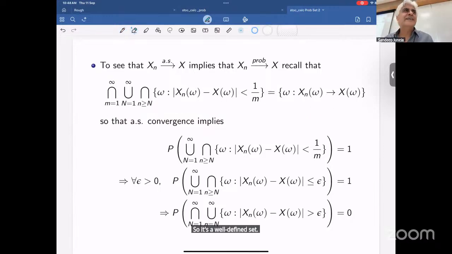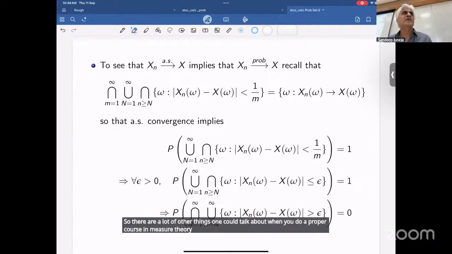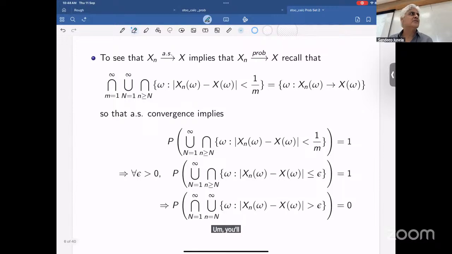There are a lot of other things one could talk about when you do a proper course in measure theory. You'll talk about sequences of random variables, lim sup of random variables, lim inf of random variables. You'll have to do that in your analysis course.